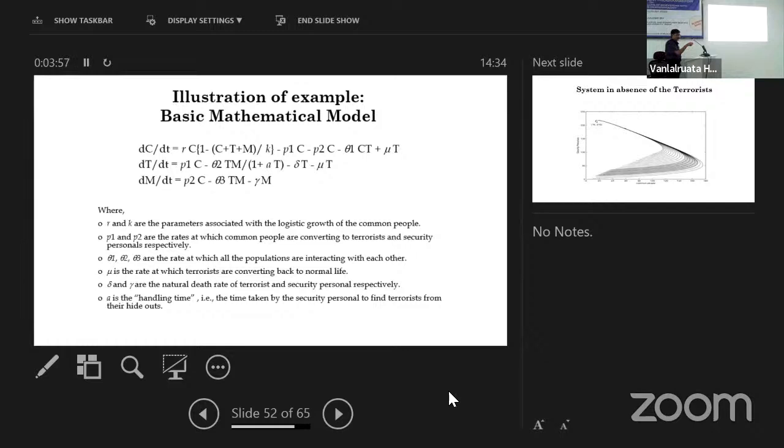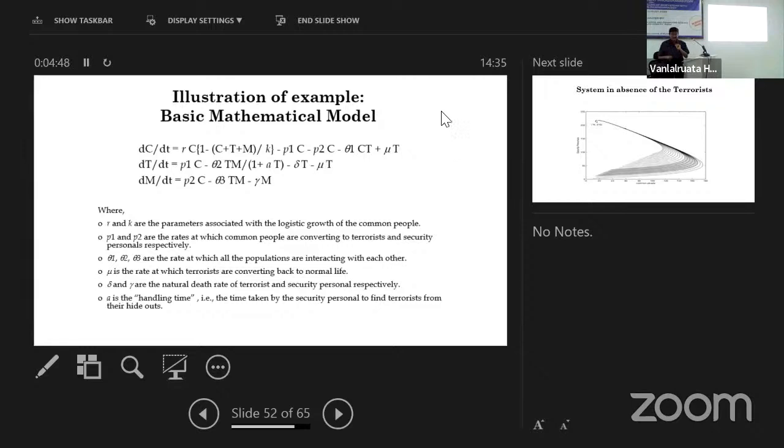X means here all the common people, terrorists and military are using the resources. So in the logistic model I have dx/dt equals Rx into 1 minus X over K. Similarly, I have here dC/dt equals Rc into 1 minus (C plus T plus M) over K. So this is a logistic time model, isn't it? Now, as I mentioned, from the common people, a portion is joining the terrorists and another portion is joining the security personnel. Suppose at a rate P1, they are coming and joining as terrorists. At a rate P2, from the common people, they are coming and joining as military persons.